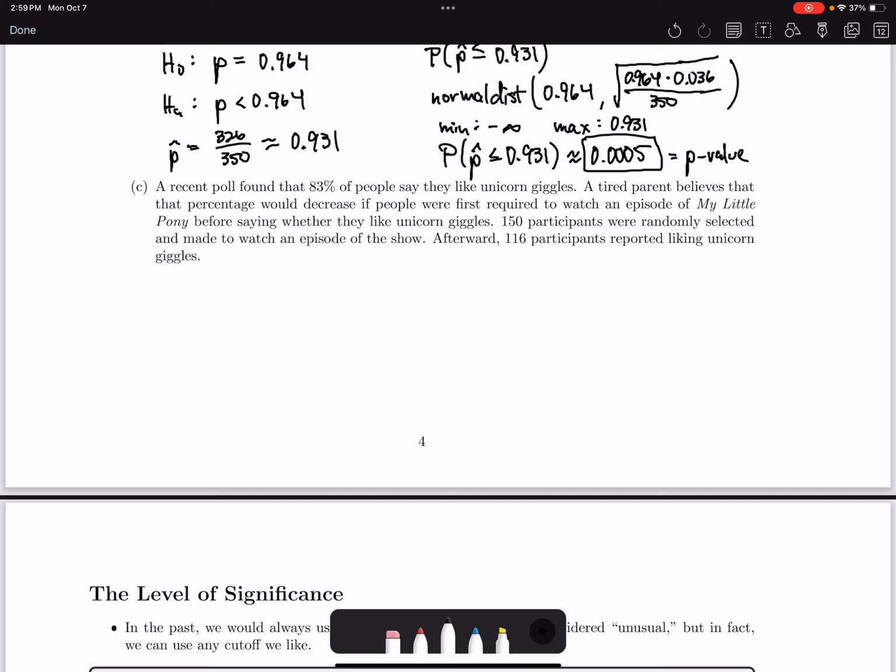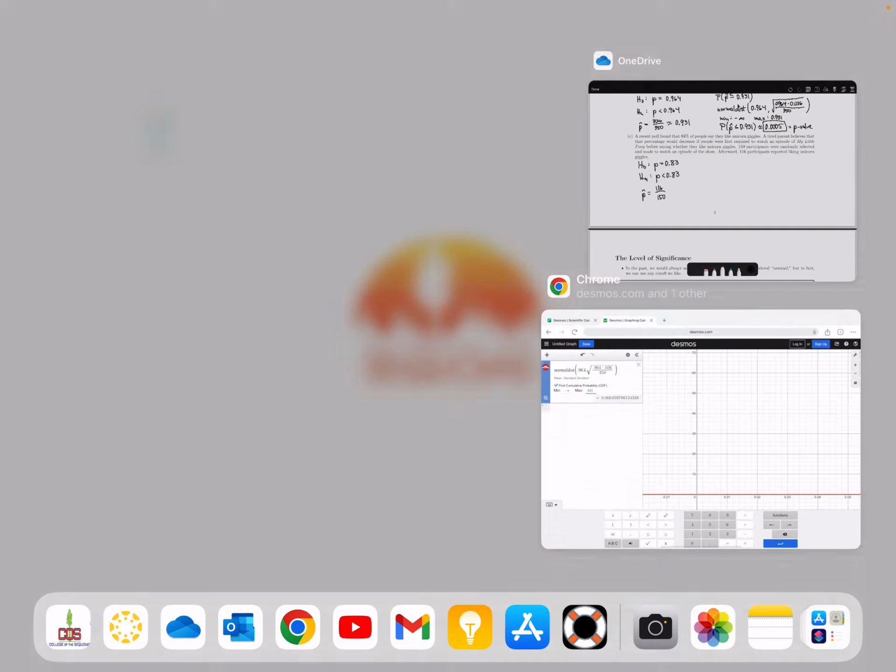Okay. So, the null hypothesis is that watching this show is going to have no effect whatsoever, right? 83% are still going to be enthusiastic about unicorn giggles. The alternative hypothesis is that no, their enthusiasm is going to wane a little bit. That less than 83% of people are going to be in favor of these things. And the sample evidence that we have is that 116 people of the 150 in our sample said that they liked unicorn giggles. Let's see, 116 out of 150.